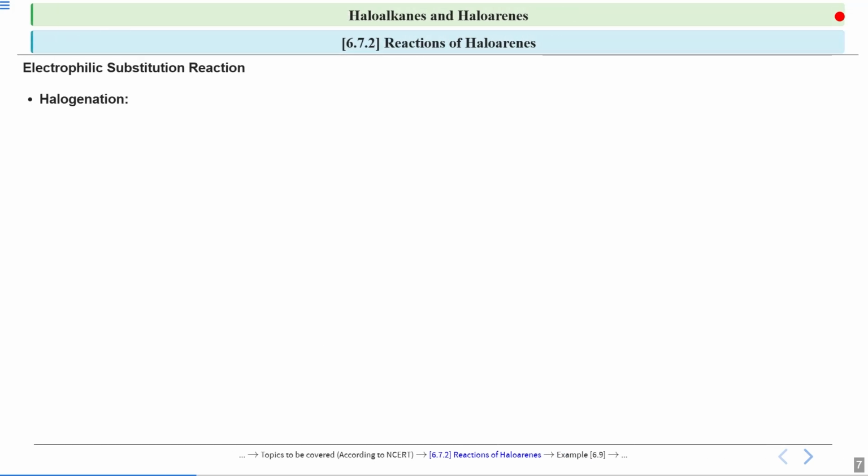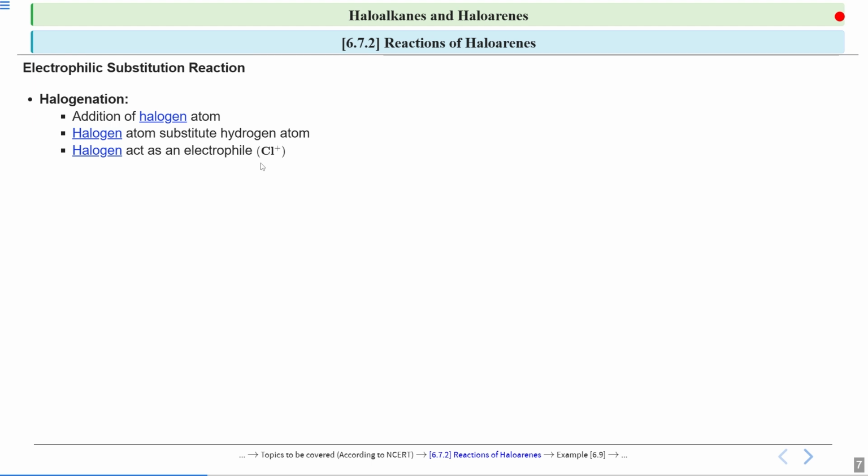Halogenation. Let's see that halogenation is first of all the addition of a halogen atom. You are adding the halogen atom, so the halogen atom substitutes the hydrogen atom. If you are doing the halogenation of your haloarenes, that means you are adding a halogen atom to them. What will happen? The incoming halogen atom will substitute the hydrogen atom of the benzene ring and attach to the benzene ring. The halogen will act as an electrophile here.